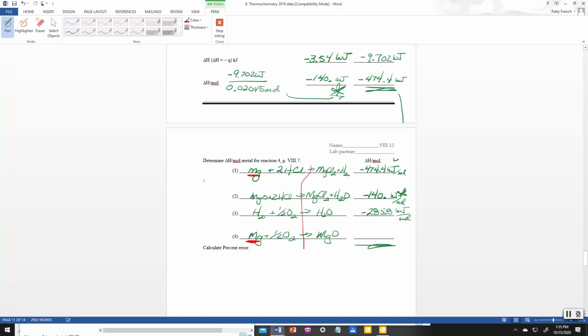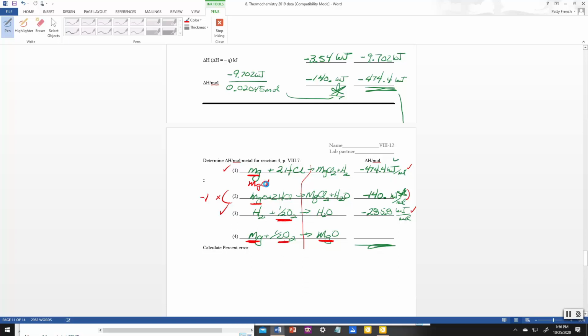The magnesium is on the correct side with the correct coefficient, which is a strong indication that I leave this alone and I do not change my delta H at all. Now I need to find the half oxygen. It's right here in the formation of water, and it's got the correct coefficient on the correct side of the equation, so I leave it alone. Now I'm looking for magnesium oxide, and it's over here. It's the correct coefficient, but it's on the wrong side. So I'm going to multiply that whole equation by -1, which results in our flipping the equation.